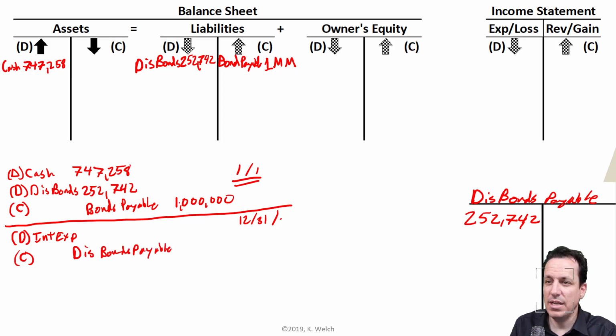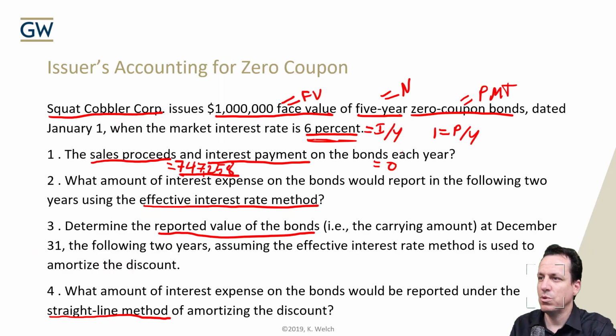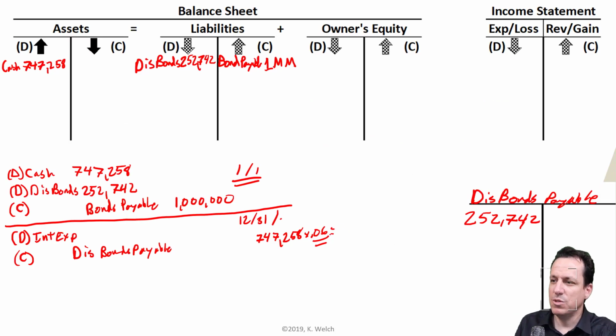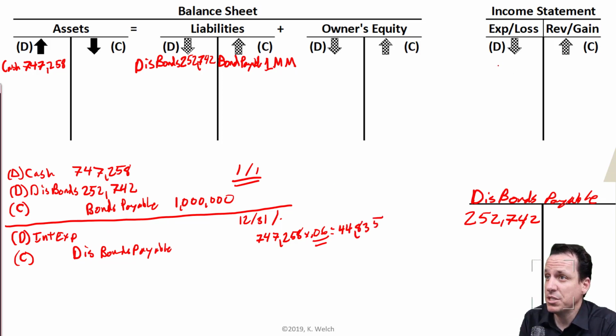Well, the way we calculate it is the net difference, that 1 million, net the balance, 252. So the carrying amount at the end of the year is 1 million net 252, which is 747,258, the net difference between those two. And we have to take that times 0.06. Remember, 0.06 is the market rate from the prior slide. That's where we're getting the 6%. So the 6% times the 747,258 equals 44,835 interest expense.